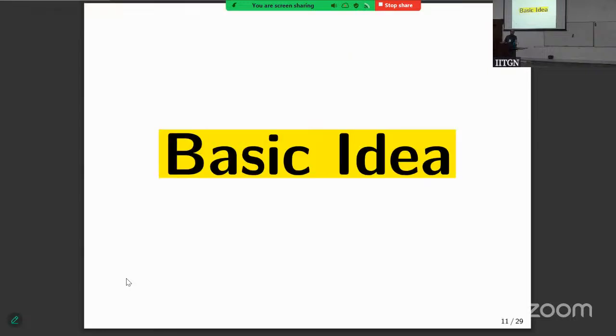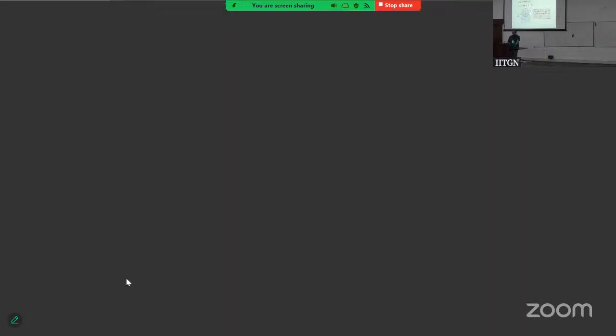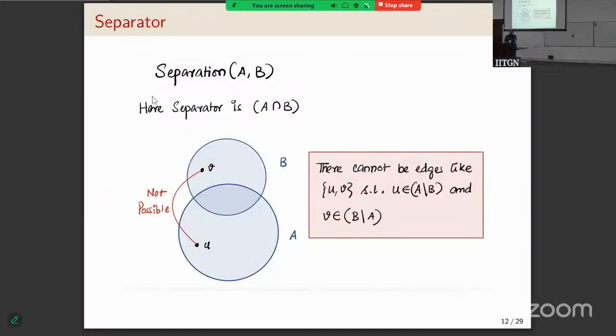Basically, the idea behind this algorithm is as follows. Consider the notion of separation. Consider a given graph G. A separation (A, B) is a pair of subsets of the vertex set of G such that the vertex set of G is A union B. Consider a separator. It is just the normal notion of a separator. We remove a subset of vertices which makes the graph disconnected.